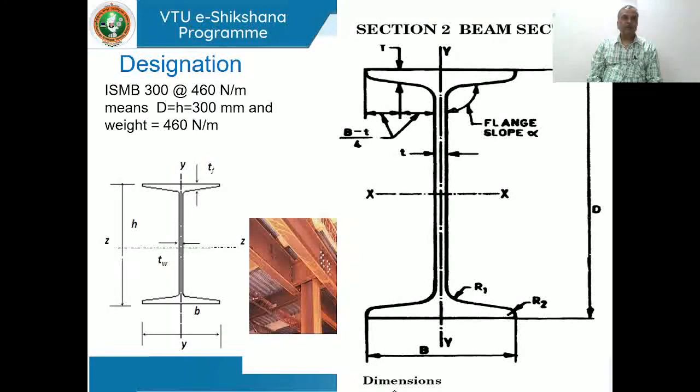Suppose you have ISMB 600, 600 being the maximum depth as far as ISMB is concerned. We also need to see what is the minimum depth and what is the maximum depth in that particular category of ISMB or even ISHB. In some cases, depth up to 600 is available, but in case of ISHB meant for column, we will not have the depth up to 600. These are some of the things we need to identify and appreciate from the steel table.